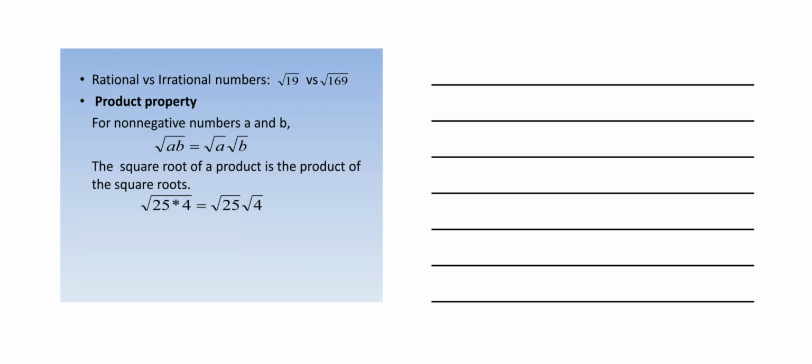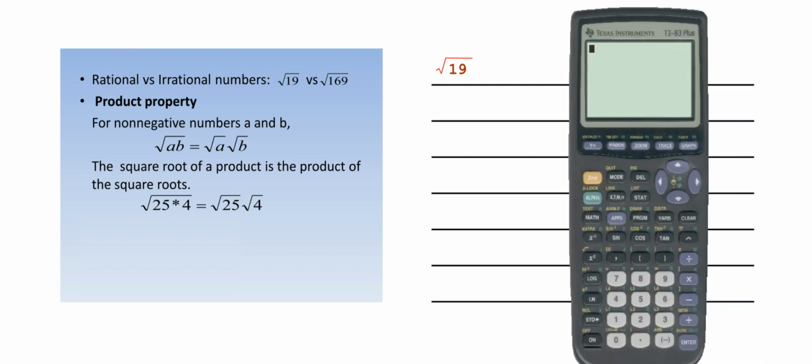Rational versus irrational numbers. We have the square root of 19 versus the square root of 169. So let's do a quick check. Square root of 19. What number times itself gives you 19? Well, we can try to guess, right? 3 times 3 gives us 9. 4 times 4 is 16. That's under 19. Okay. 5 times 5, 25. That's over 19. We may need to use our calculator for reference on that one.